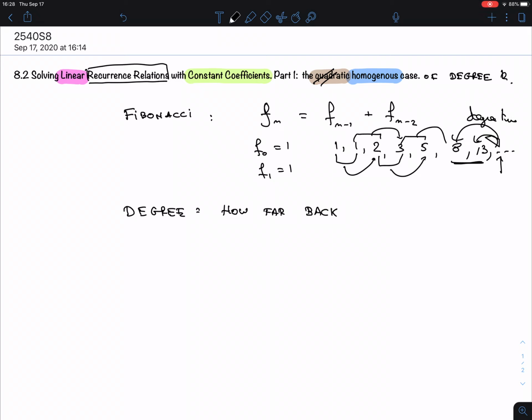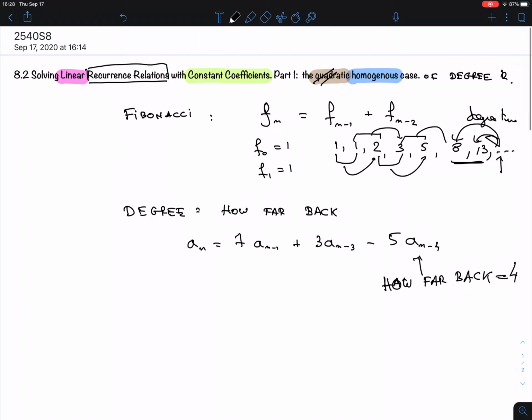So let me give you an example of degree 4. That would be an equals 7 times an minus 1 plus 3 times an minus 3 minus 5 times an minus 4. Now you say, hey, professor, you forgot an minus 2. Well, it's not necessarily the case that I need all of them. In other words, the coefficient there is 0, but what is important is the last one. It's how far back I have to go, in this case 4. So that's the degree. This would be a recurrence relation of degree 4.